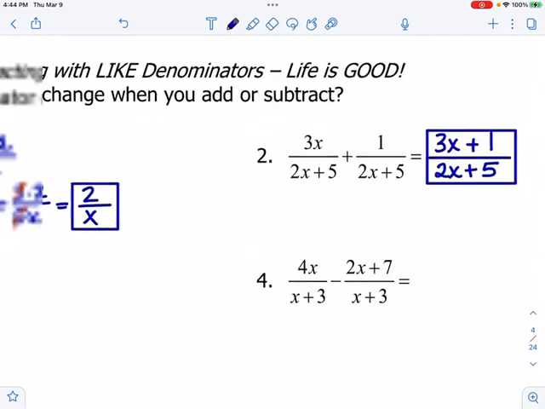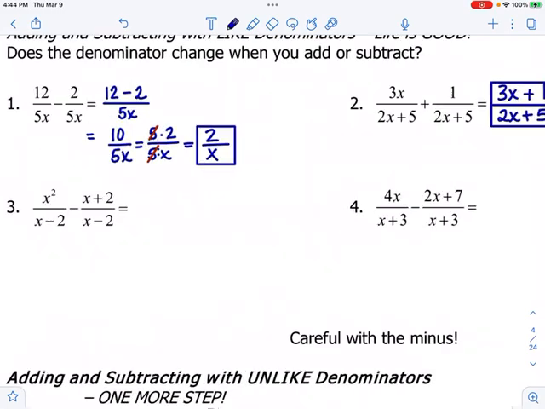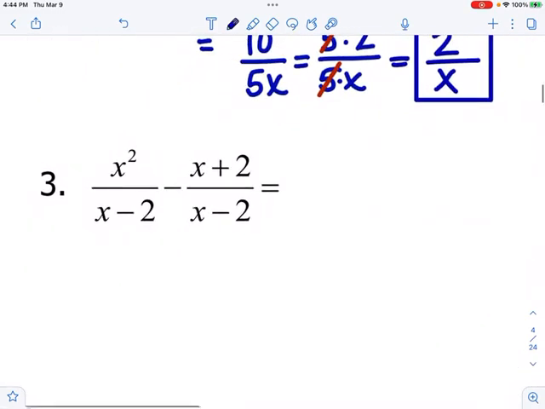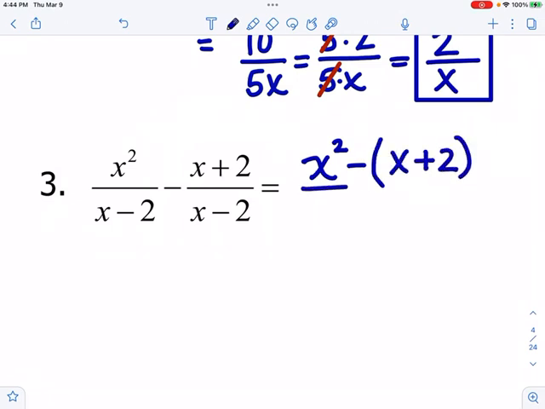Okay, and then with problem number 3, we have x squared over x minus 2 minus x plus 2. So I'm going to be careful with this one. I'm going to combine the numerators, but I'm going to say x squared minus the quantity x plus 2. So you'd be wise to use the parentheses because sometimes we forget to distribute the negative sign when subtracting. So we have an x minus 2 here.